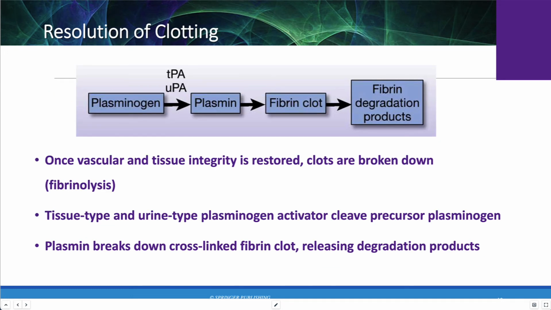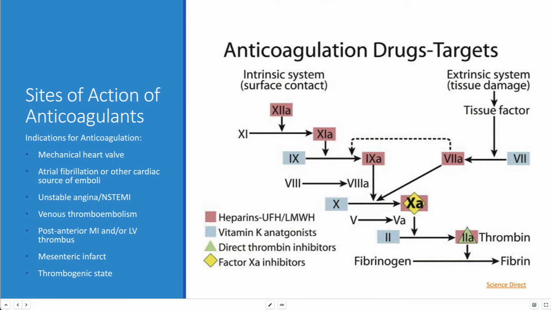Don't forget the resolution of clotting. This plasminogen has to be activated to produce plasmin, and then the fibrin clot begins to break down. And that's a great thing because it restores blood flow after the initial event, after all the healing has taken place. All right, so where are the sites that these anticoagulants do their thing?